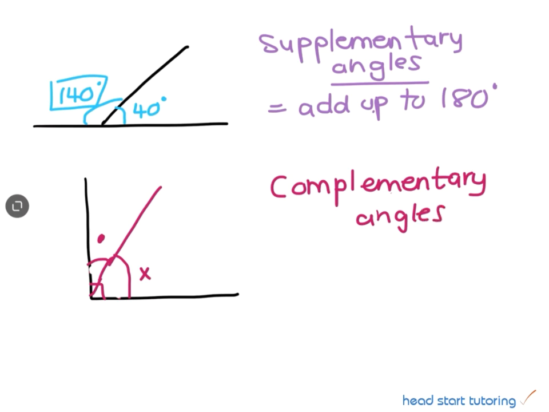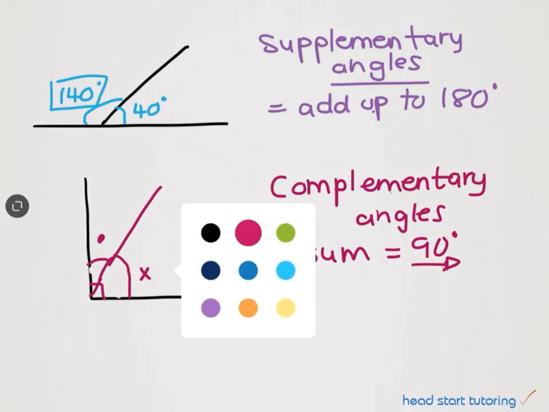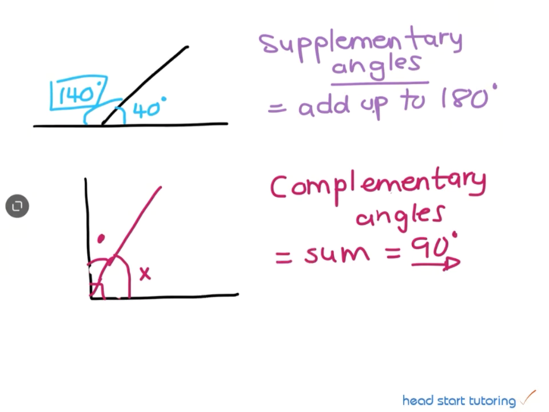Right, and complementary angles add up to 90 degrees. So the sum of complementary angles is equal to 90 degrees. When you add your complementary angles up, we end up with 90 degrees. So if one of our complementary angles is 70 degrees, we know that the other angle is going to have to be 20 degrees, because 70 plus 20 will give us an answer of 90. So complementary angles add up to 90 degrees.